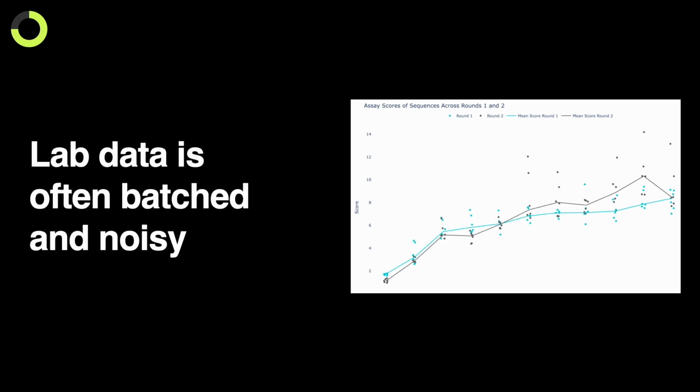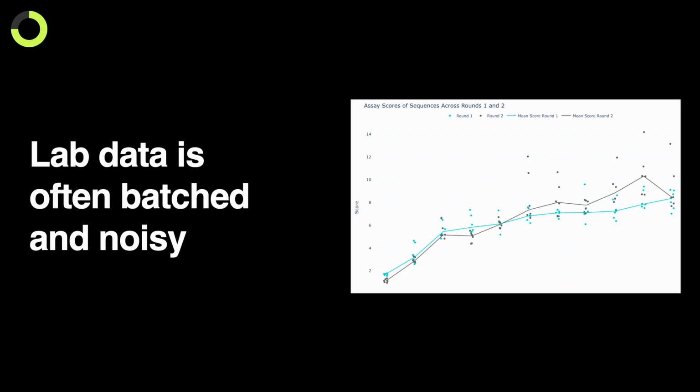Actually not yet, because if you then go and look into lab data, you will notice that things are not quite as beautiful as you want them to be. So here I have a plot of actual data from the lab. The colors are different rounds. On the x-axis, you see different variants. On the y-axis is the assay score from the lab.